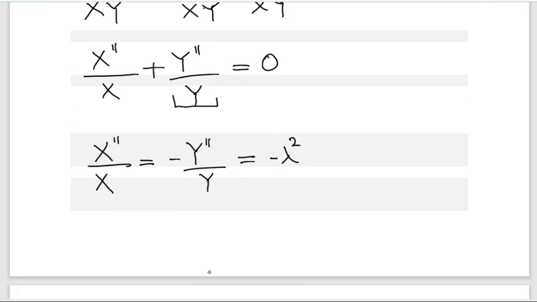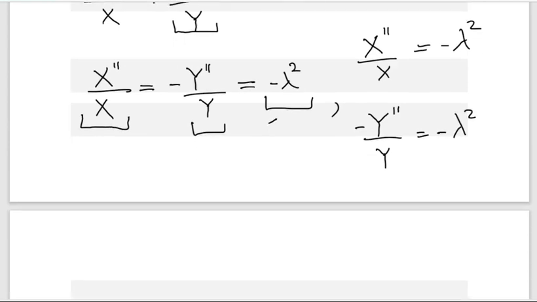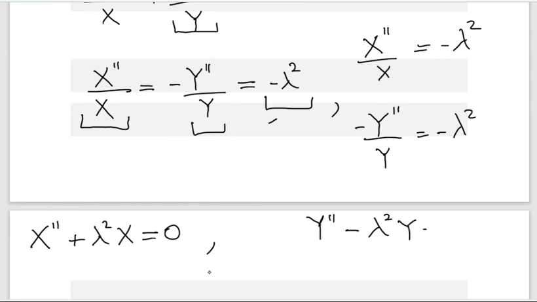So next what we're going to do is write an equation for this equals to this, and this being equals to this as well. So the first one is going to be x double prime over x is equal to negative lambda squared, and negative y double prime over y will be negative lambda squared. And if we rewrite this, we're going to have that x double prime plus lambda squared x equals 0, and y double prime minus lambda squared y equals 0.